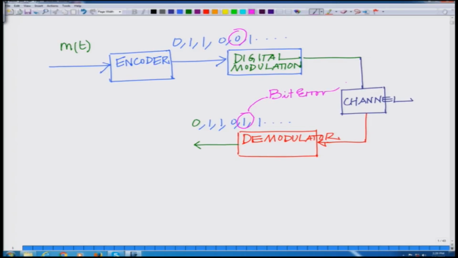There are bit errors that arise during the demodulation process, and naturally it is desirable to have as few bit errors as possible, that is, to minimize the probability of bit error. In fact, this probability of bit error, the probability with which a received bit is in error, is a very important metric to characterize the performance of a communication system, which we will look at in future modules. So, this is something to keep in mind.